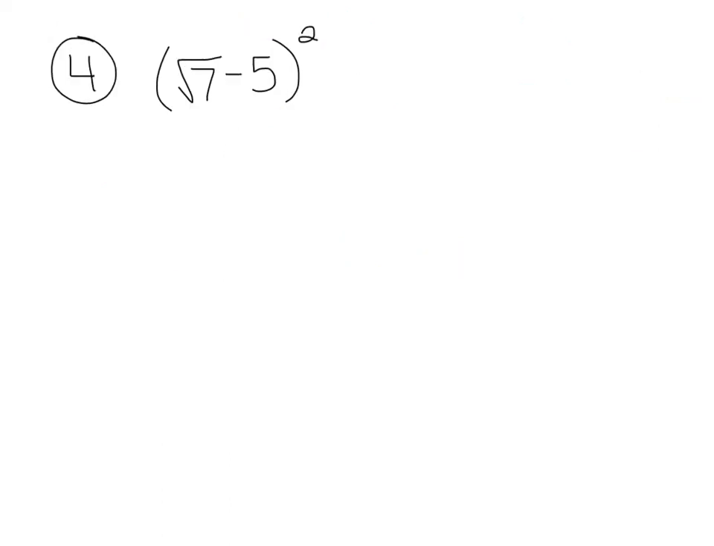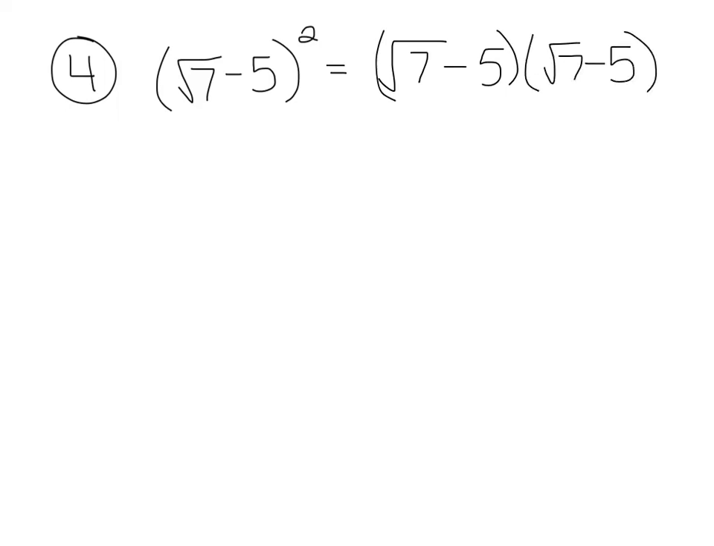Okay, and our last one here. Remember when anything is squared, it actually means square root of 7 minus 5 times square root of 7 minus 5. Just like when you were multiplying binomials times binomials without square roots. So square root of 7 times square root of 7, what we just talked about on the last slide, is just going to be a 7, because any square root times the exact same square root is the number underneath the square root. Square root of 7 times negative 5 is going to give you negative 5 square root of 7.